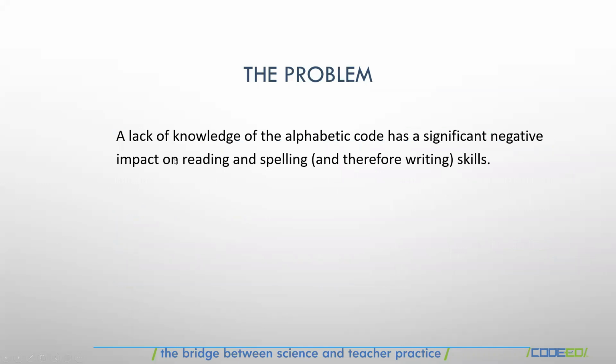So what it means is that a lack of knowledge of the alphabetic code has a significant negative impact on reading and spelling, and if it has an impact on spelling, it has an impact on writing, because students who cannot spell words efficiently will often not use them, and so the quality of their writing and often the quantity is impacted by their anxiety about spelling.